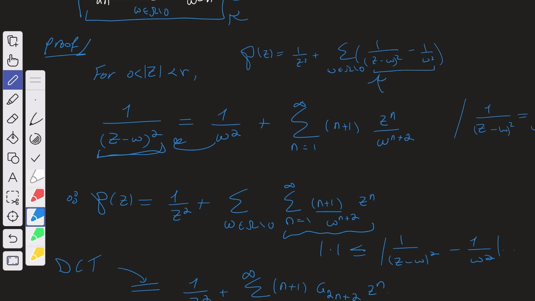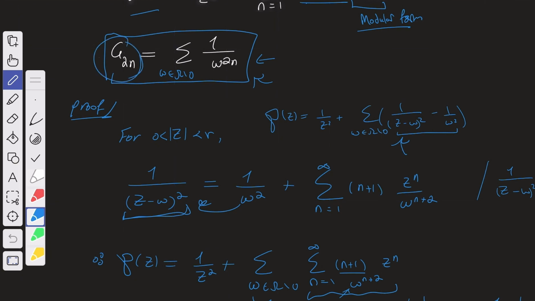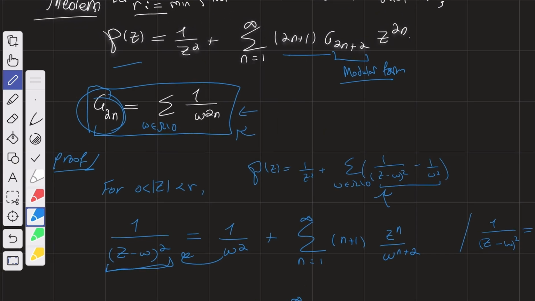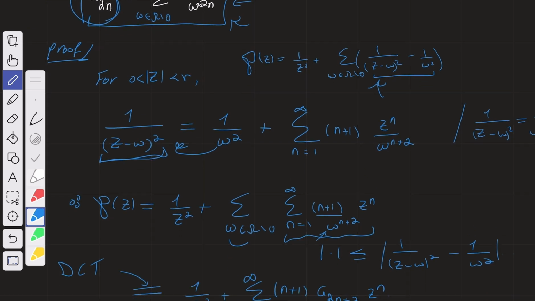Okay, and now that we've gotten this identity, we can just subtract 1 over omega squared and substitute back in the definition of p of z, and we get that p of z is actually equal to this sum. Now, what we'd like to do is bring these omegas inside so that we get the g of 2n we're looking for, because we want to have ultimately a sum over n of g of 2n times z to the 2n. So to do that, we will have to switch the summations. But why can we do that?